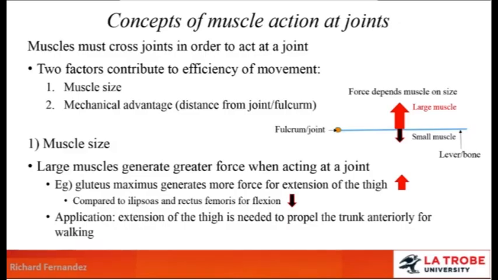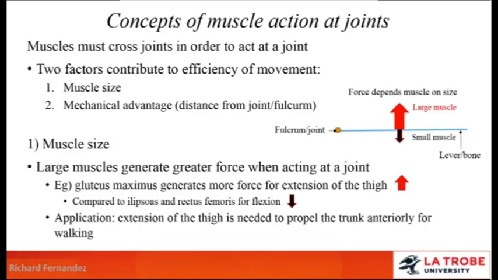A good example is gluteus maximus, located posterior to the hip joint, which is a very powerful thigh extensor. On the other hand, anterior to the hip joint, there is iliopsoas and rectus femoris. Now the combined cross-sectional area of iliopsoas and rectus femoris is small compared to gluteus maximus. So an application to everyday life would be that although iliopsoas and rectus femoris help flex the thigh so that we can take a step, the more powerful, larger gluteus maximus is there to extend the thigh posteriorly, thereby propelling the whole trunk and pelvis anteriorly as we walk.